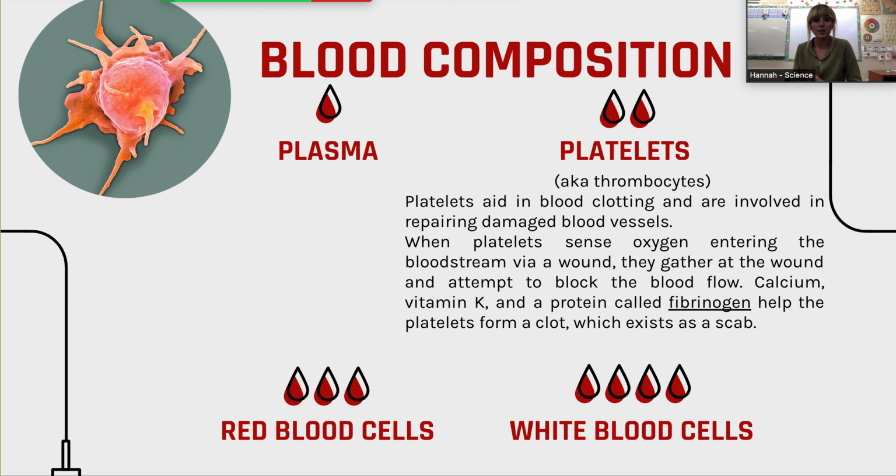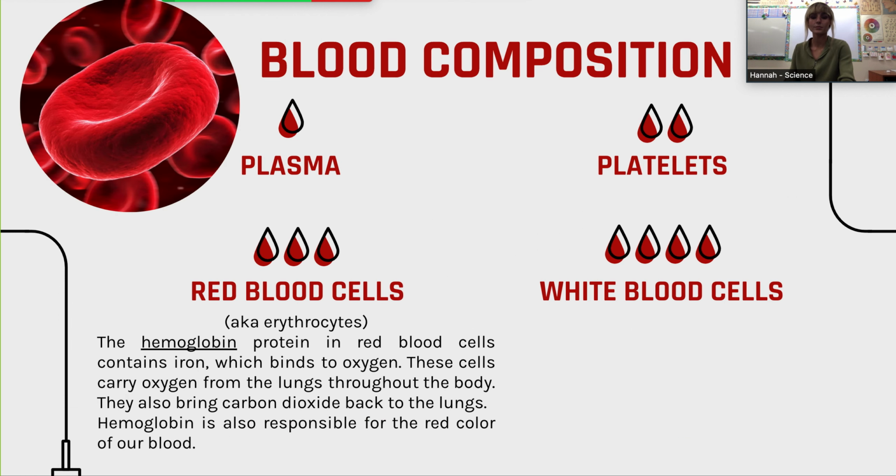So calcium, vitamin K, and a protein called fibrinogen are what's going to actually make the clot itself with the platelets, and then once again, that blood clot on the surface of our skin is going to exist like a scab. Well, it is the scab.